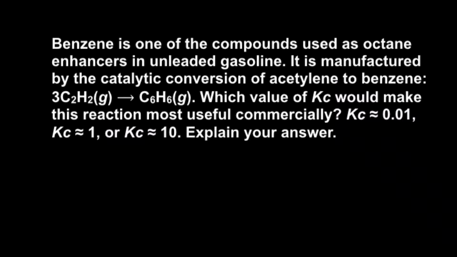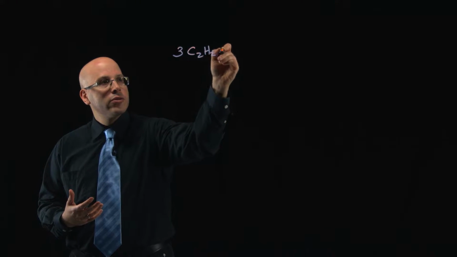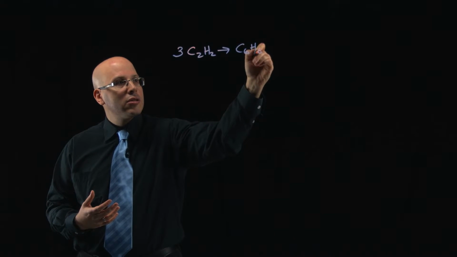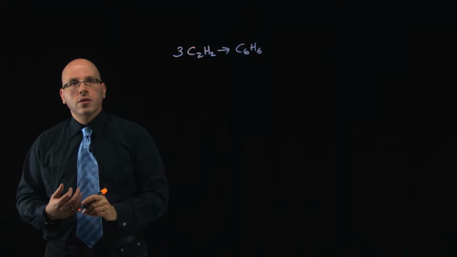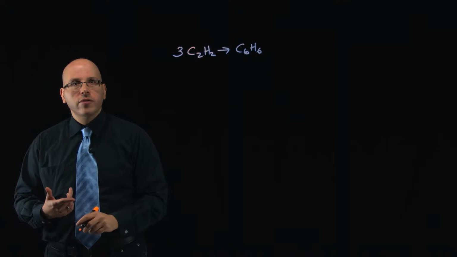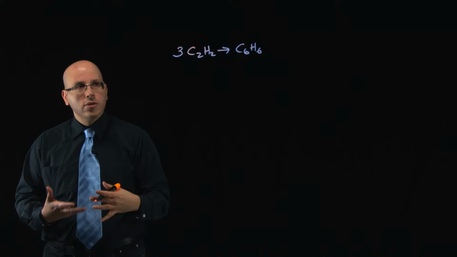One of the ways to make benzene is via a chemical reaction where you start with ethyne, or acetylene, which is C2H2, and you actually need 3 of these to come together to make 1 molecule of benzene, C6H6. So this reaction can have different equilibrium constants depending on the temperatures or the conditions that you do the reaction at.